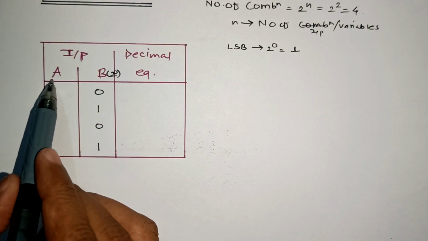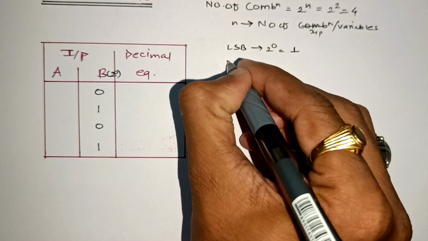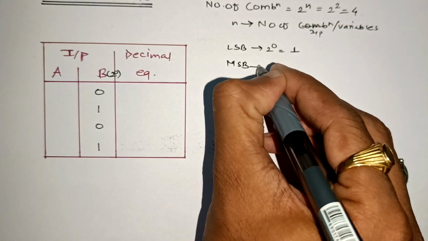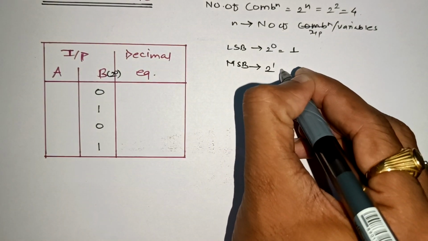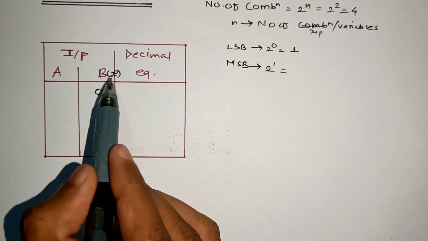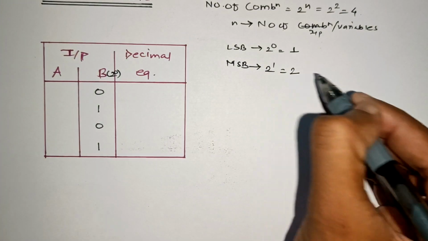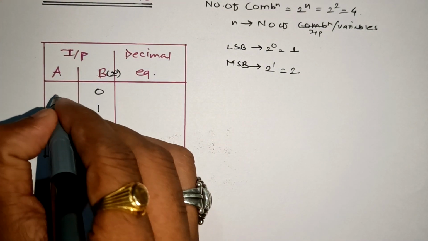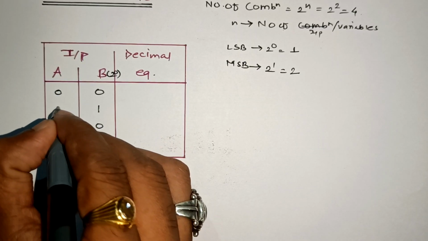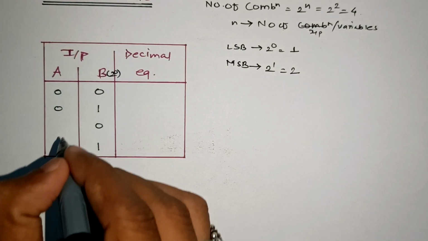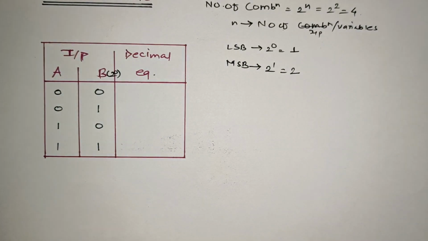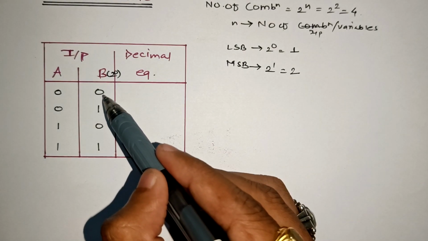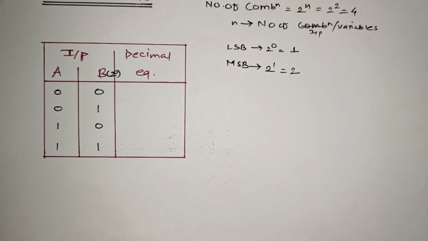Coming to the second, we have a. A stands for MSB, most significant bit, and it is always multiplied with 2 raised to 1. 2 raised to 0, then 2 raised to 1. 2 raised to 1 will be 2. So there will be a difference of 2 bits. So if I write first 0, again we should write 0, difference of 2 bits, and again 1 and 1. So here difference of 1 bit, and here difference of 2 bits.